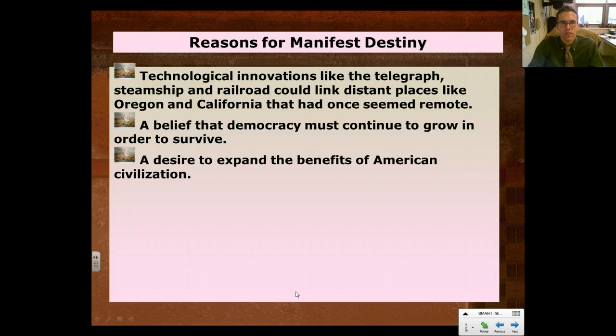Civilization, we looked at this with the Indians time and time again. They're uncivilized, they're savages. We need to give them the benefits of our American civilization. Okay, we are doing them a favor.